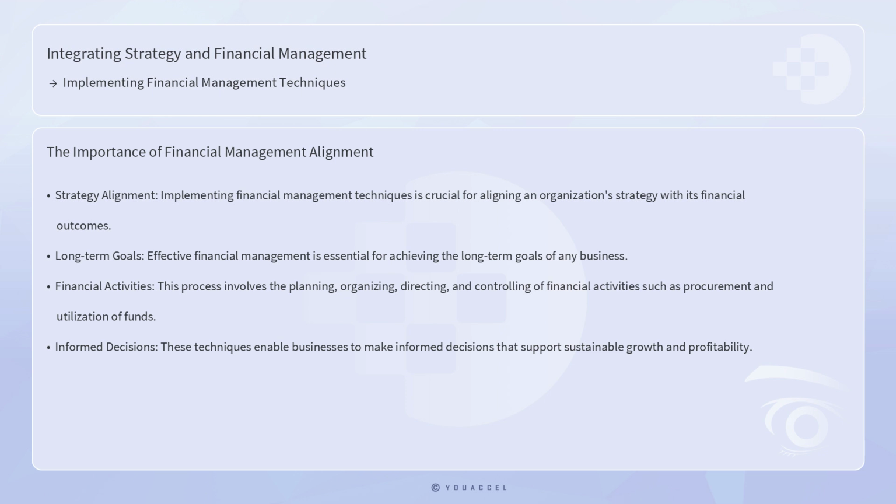Implementing financial management techniques is crucial for aligning an organization's strategy with its financial outcomes. Effective financial management is essential for achieving the long-term goals of any business. This process involves the planning, organizing, directing, and controlling of financial activities such as procurement and utilization of funds. To ensure that financial management is effectively integrated with business strategy, a variety of techniques can be employed. These techniques enable businesses to make informed decisions that support sustainable growth and profitability.